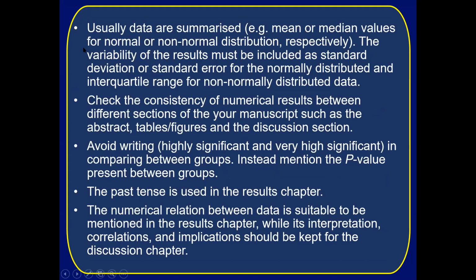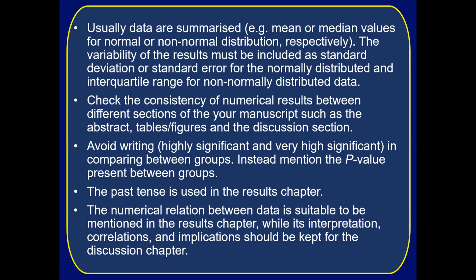Usually data are summarized, for example, using the mean or median values for normal or not normal distribution. You have to know your data, whether it is normally distributed or not. For the normal one, you have to put the mean and standard deviation. For the not normal one, you have to put the median. You have to know the difference between them. The variability of the results must be included as a standard deviation or standard error for the normally distributed, while for the not normally distributed, you normally present the interquartile range of the data.